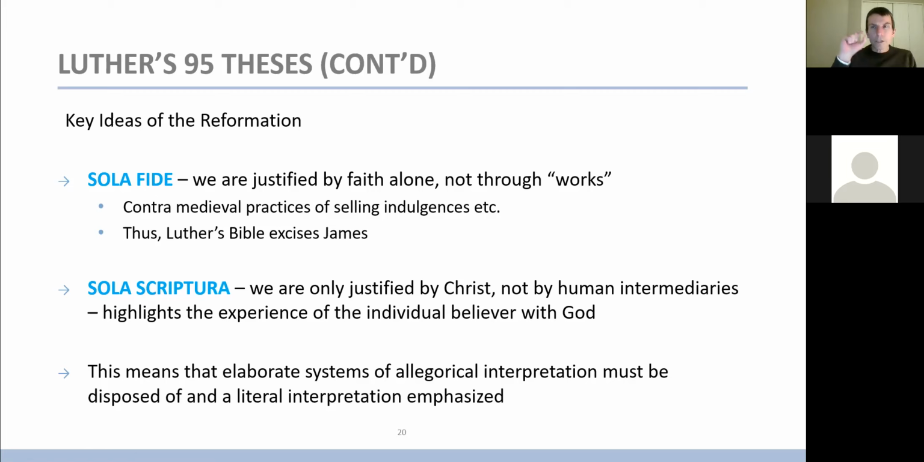So those were disposed of, and it was a matter of returning to the text, just as the Renaissance returns to the classical tradition to try to see Aristotle and Plato for themselves, not as filtered through the medieval tradition. So too does Luther want to return to the biblical texts and see them unfiltered by the medieval tradition.